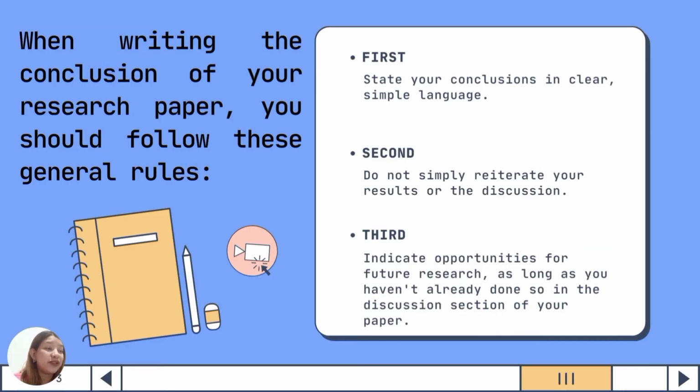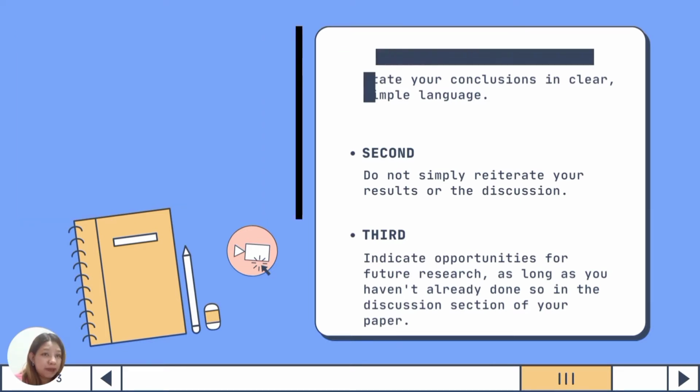When writing the conclusion of your research paper, you should follow these general rules. First, state your conclusion in clear and simple language. Second, do not simply reiterate the results or the discussion. And third, indicate opportunities for your future research as long as you haven't already done so in the discussion section of your paper.